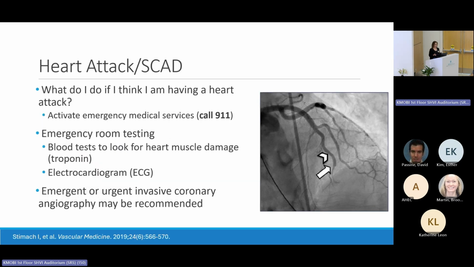And so what do you do if you think you're having a heart attack? The answer is pretty simple. Call 911, activate emergency medical services.